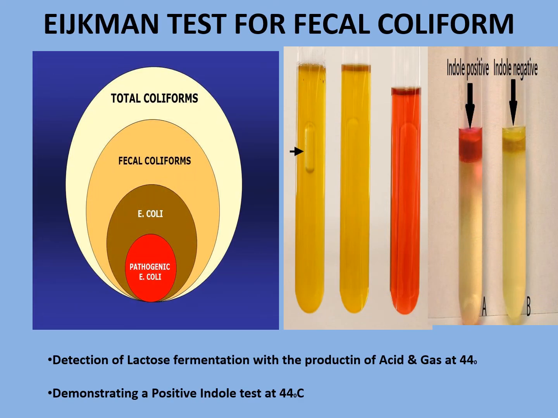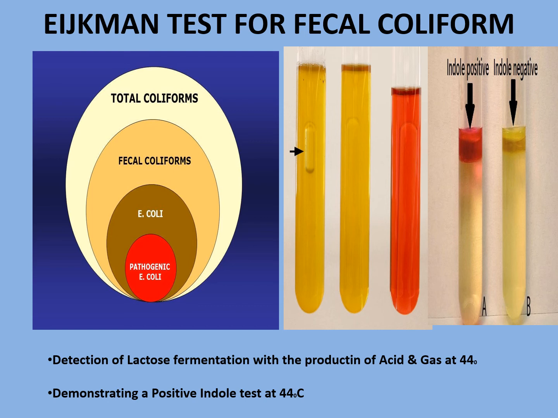The next method is the Eijkman test for fecal coliforms. Detection of coliform bacteria does not always indicate fecal contamination. It may be due to environmental contamination also. So a further test is done by differential coliform count to detect the fecal coliform, that is fecal Escherichia coli.